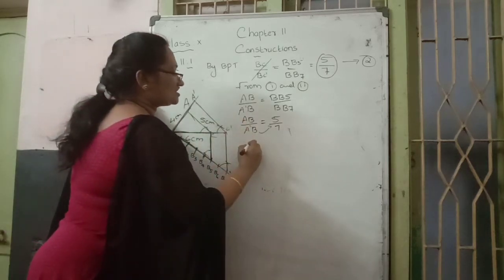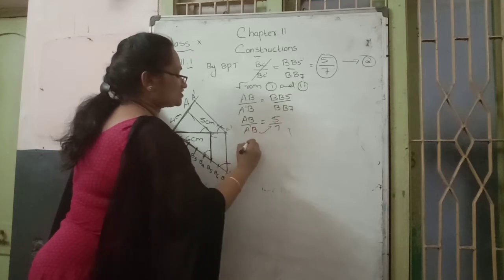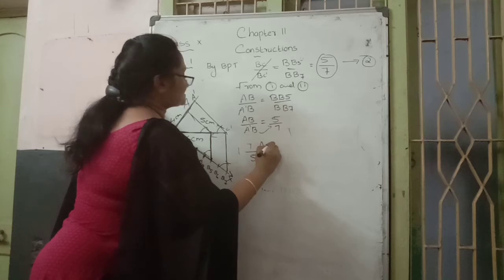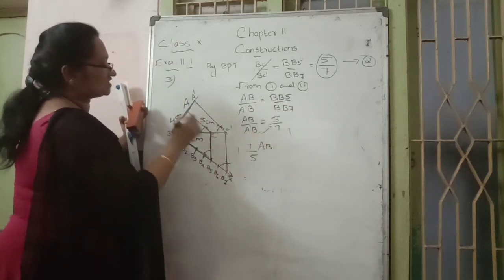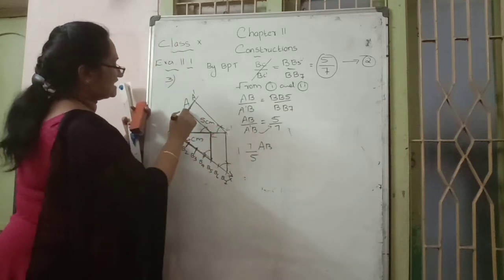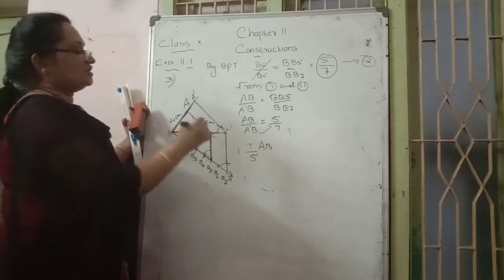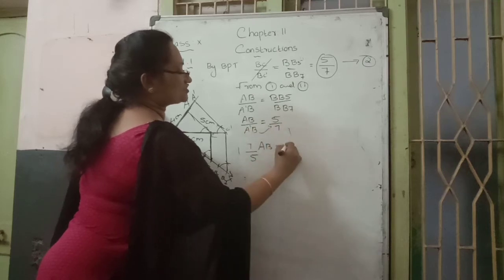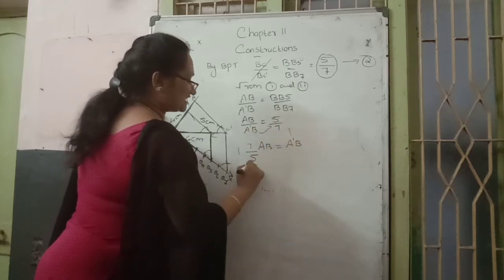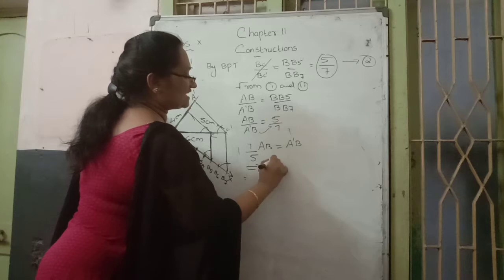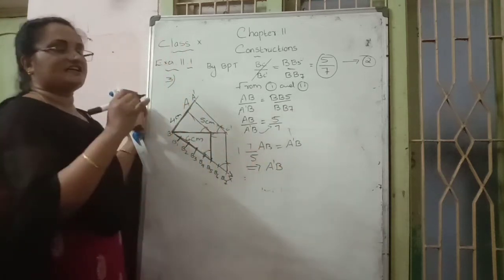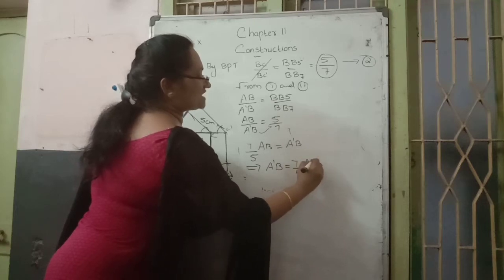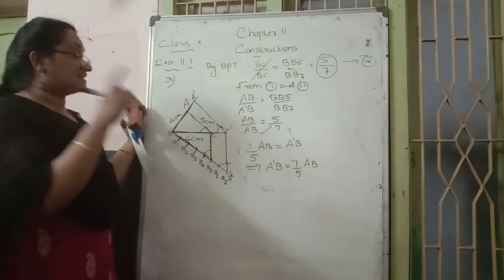So we can write it as 5/7 goes to the left side, you change it to 7/5. The original triangle is ABC, and one side is given, the AB side, which is the side of our original triangle. So 7/5 times AB is equal to A dash B. Clearly, we can write it as: a side of the similar triangle is equal to 7/5 times the corresponding side of the original triangle.